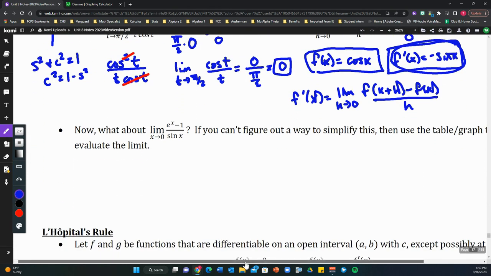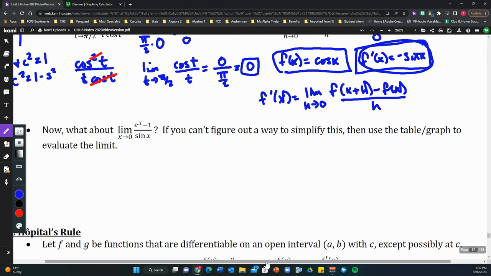All right, so now I want us to think about the limit as x approaches 0 of e to the x minus 1 over sine of x. In this case, if we can't figure out a way to simplify this, then we would have to use a table or graph to evaluate that limit. But again, as always, let's try direct substitution and see what we get.